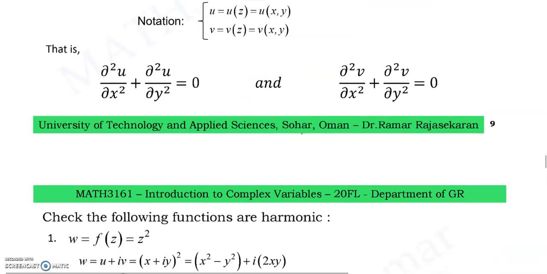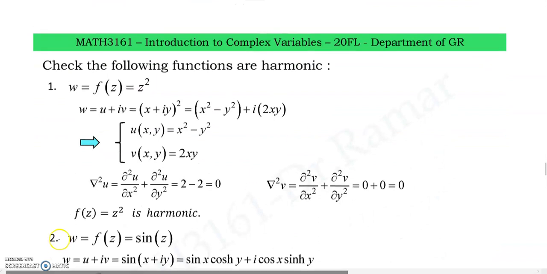Now we'll see a few examples. Check whether the following functions are harmonic or not harmonic. See the first question, that is w is equal to f of z is equal to z square.